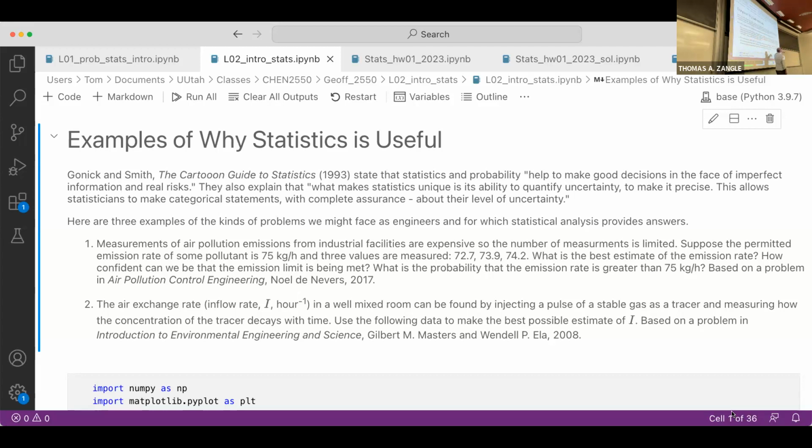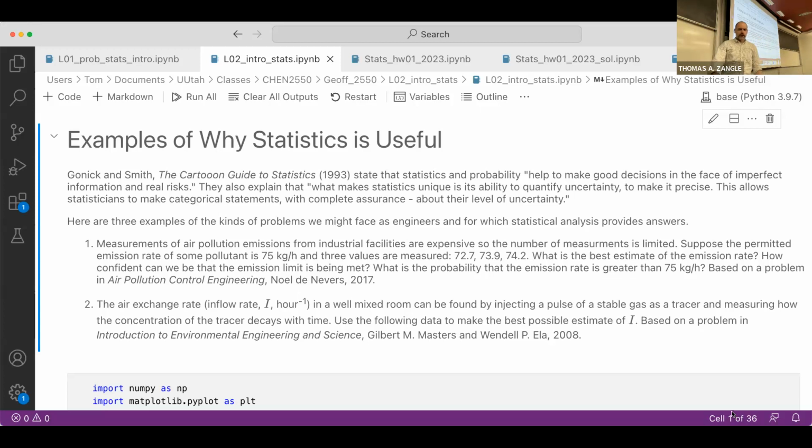So we made 3 measurements that are all below it, but kind of close, right? Let's say maybe uncomfortably close to that limit. So what's the probability that the true emission rate is actually greater than that? And maybe we just came in and sampled it, we got 3 really good samples, right? This comes from a problem in air pollution control engineering.